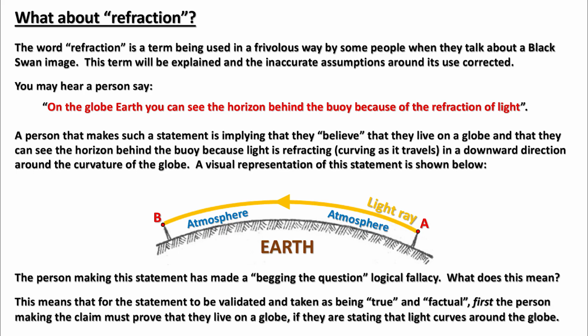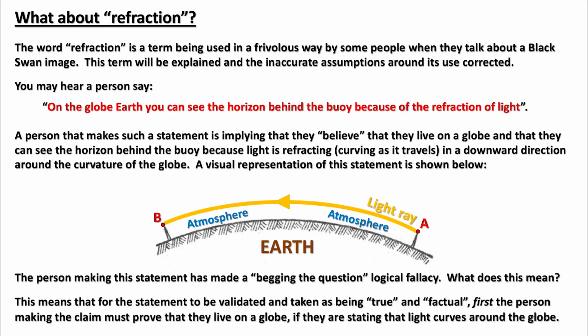You may hear a person say, "On the globe Earth, you can see the horizon behind the buoy because of the refraction of light." A person that makes such a statement is implying that they believe that they live on a globe and that they can see the horizon behind the buoy because light is refracting, curving as it travels, in a downward direction around the curvature of the globe. A visual representation of this statement is shown below.